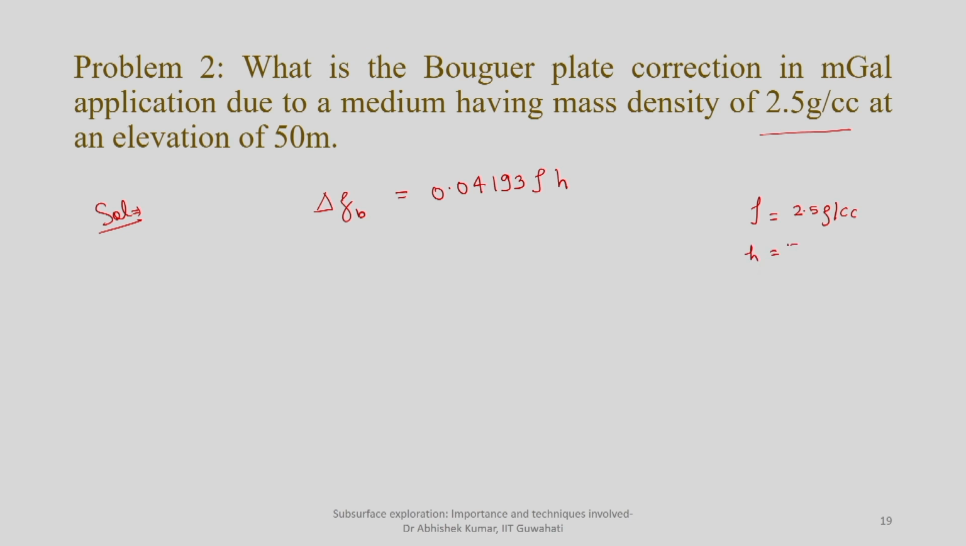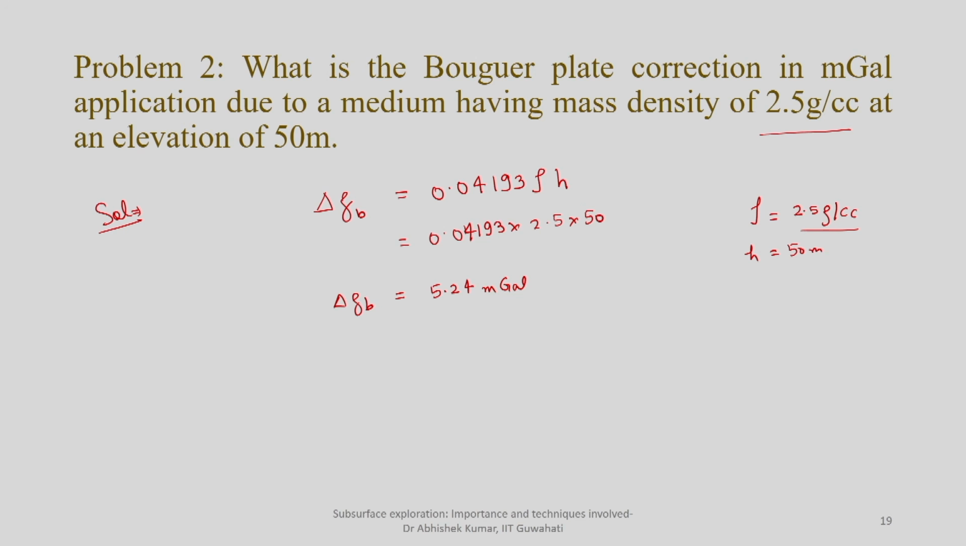H is given as 50 meter. Use same values because this constant value of 0.04193 has already been developed considering the value of rho as the standard value of gram per cc, and elevation in meter. So, you can directly put this value here: 0.04193 times 2.5 times 50. This is going to give you the value as 5.24 milli Galileo, that is Bouguer correction.